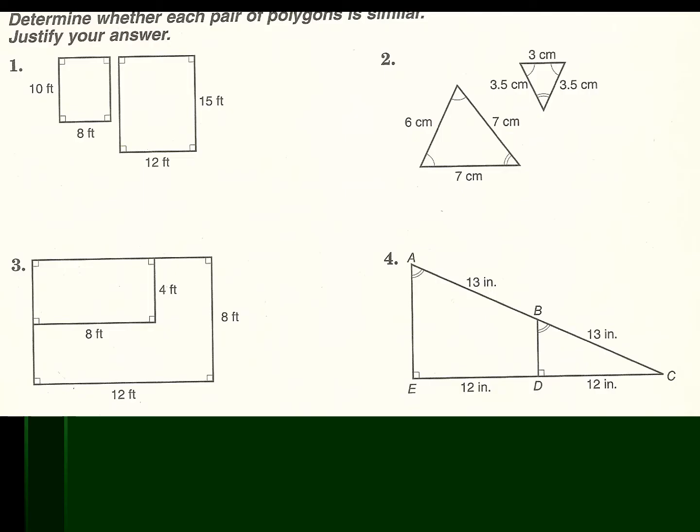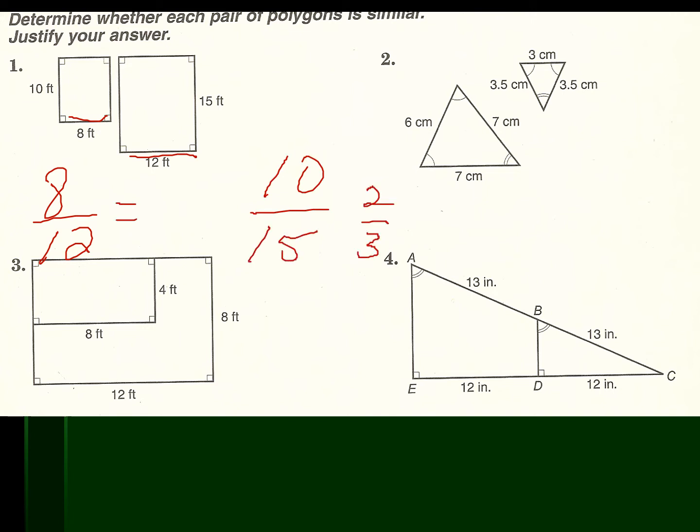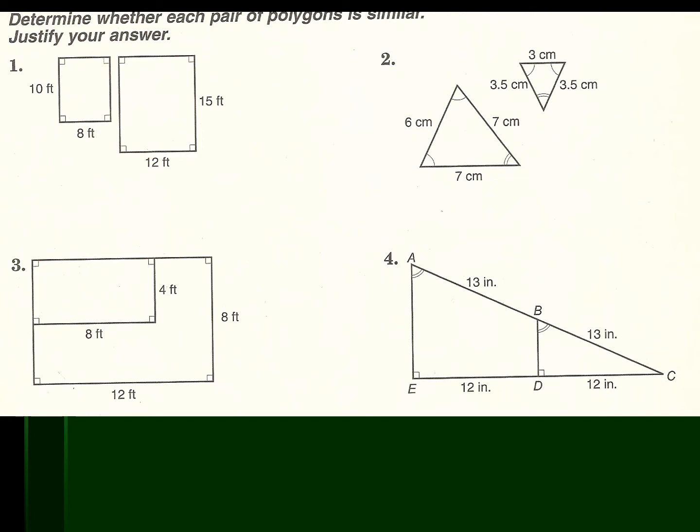All right, so we're going to determine, are these similar or not? With the rectangles, 8 over 12, that's the short piece with the short piece, and then 10 over 15, reduce them both. This makes 2/3, this makes 2/3. Yes, these are similar. Okay, that's all you're having to check. And you got to check all of them, yes.